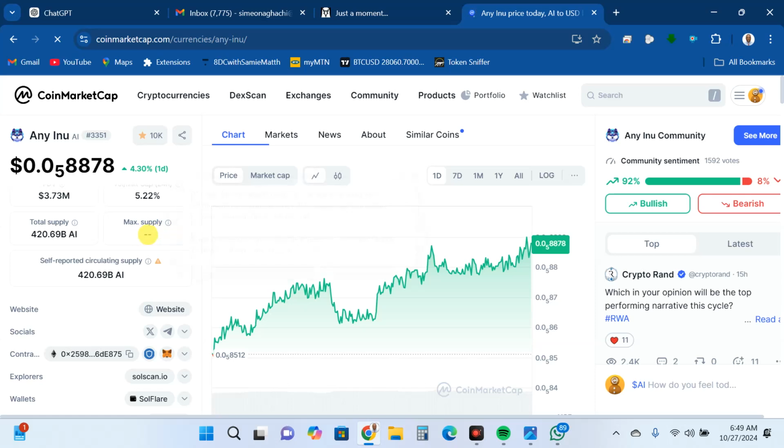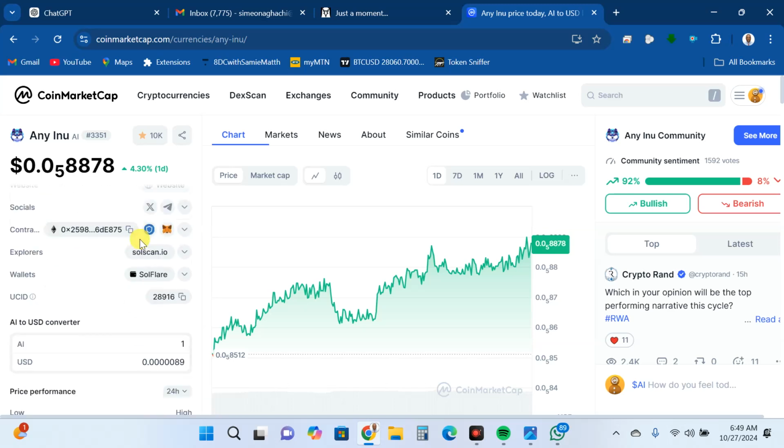It means the team of this project did not supply the maximum supply to the CoinMarketCap team, but then it does not have infinity maximum supply, just that they did not supply it. So let's get back to what we're talking about. We're talking about contracts. The first blockchain this token was ever built on is the Ethereum blockchain.